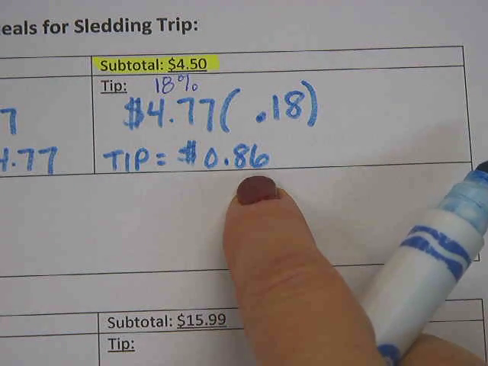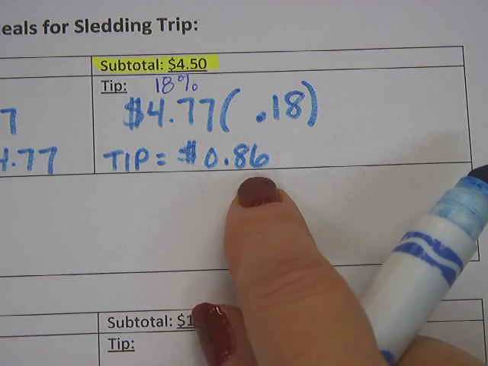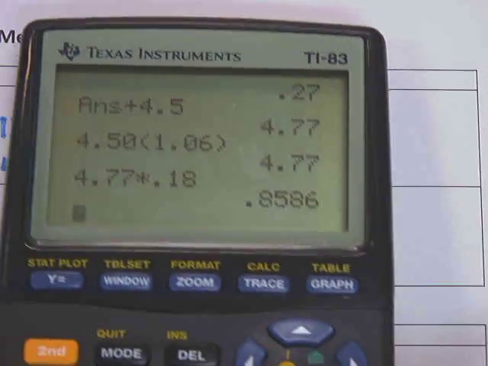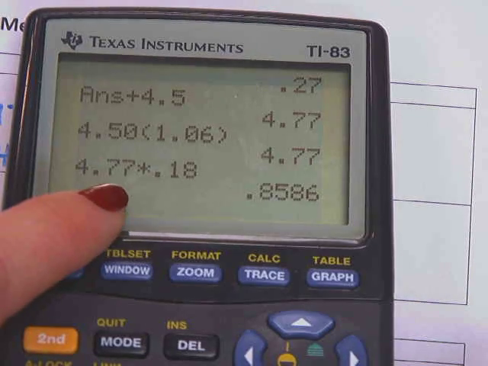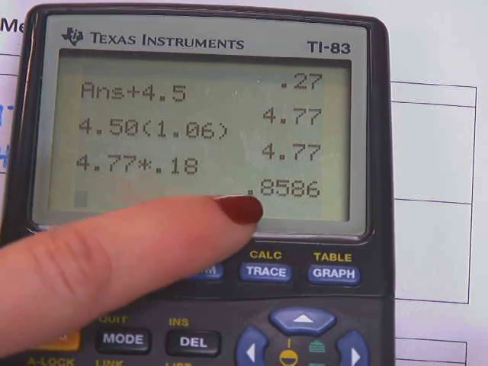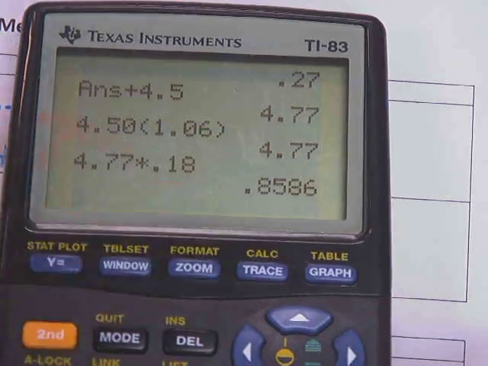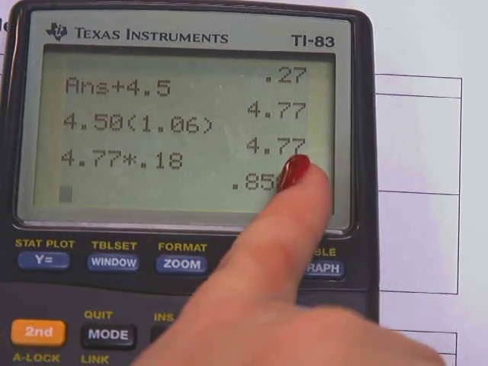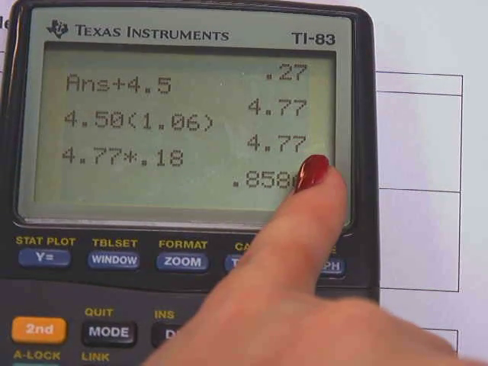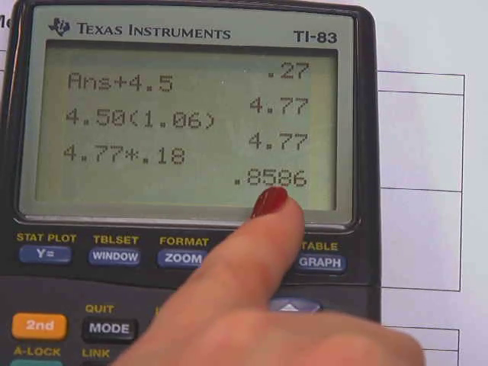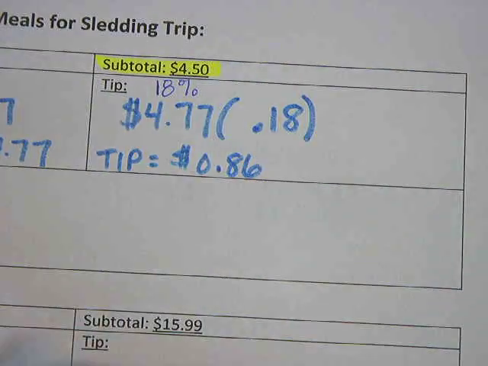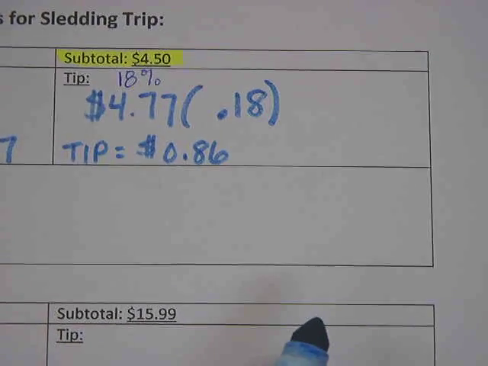So if you haven't had a chance, I'd like you to pause this video and do it on your calculator. Your calculator should look like this: $4.77 times 18%. And if you notice, we're talking about money, so we want to round to the nearest penny. Do you see that the 8 in the hundredths place is going to bump this up to a 6? So it's really 86 cents.